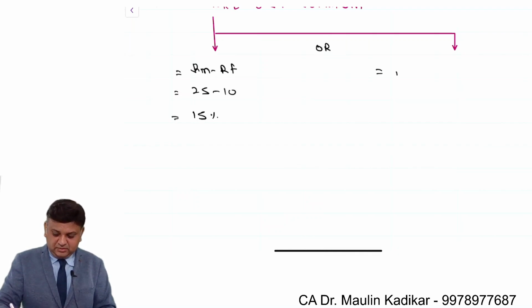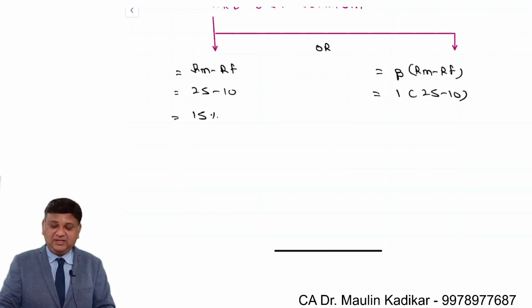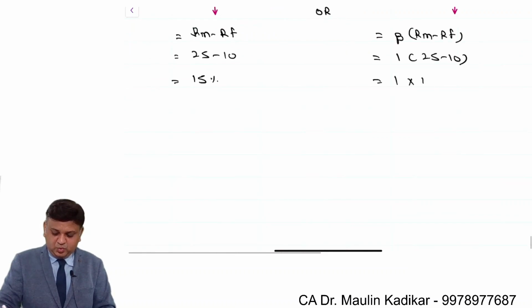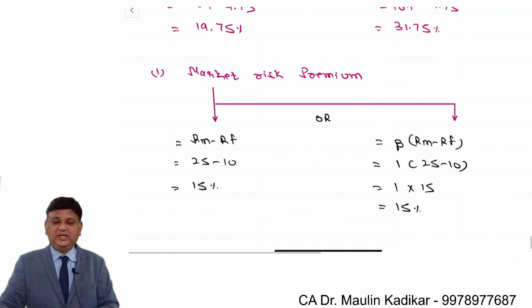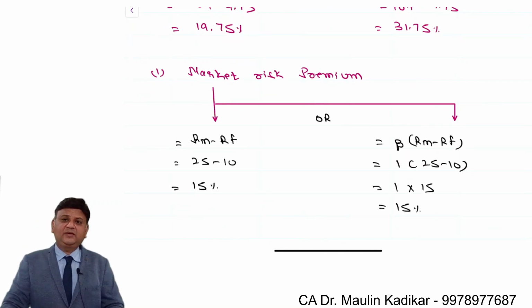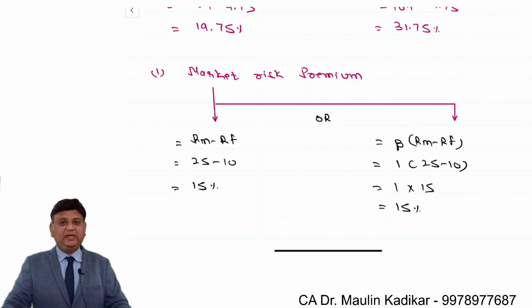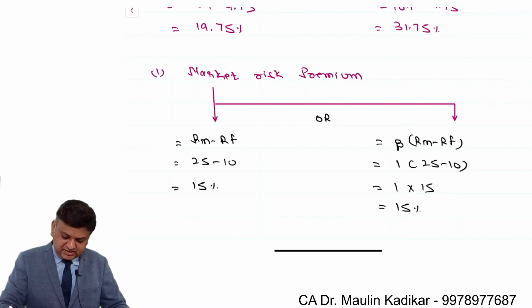Or otherwise, beta into (RM minus RF). Beta is 1 into (25 minus 10). So 1 into 15. That is how it comes to 15% once again. So we can apply either of the formulas to calculate the answer. We understand that the market risk premium means the additional return required from the security over the risk-free rate of return. That is the reason it is given the name premium.